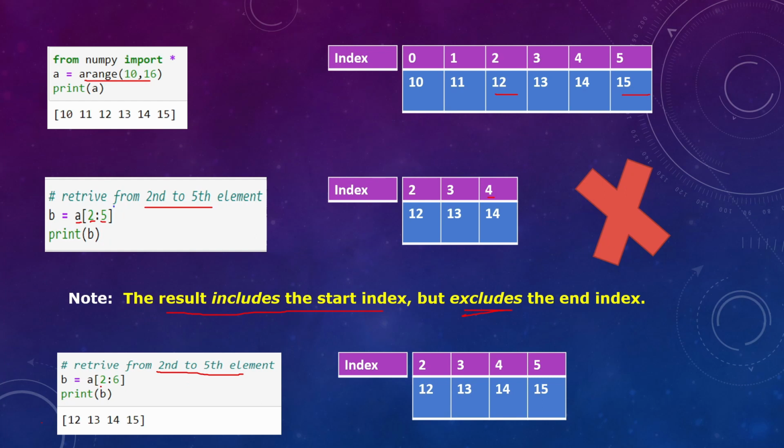If we want to retrieve the elements from the second to the fifth element, we need to mention the start index as 2 and the end index as 6, so that it will include the start index, which is 2, and exclude the end index, which is 6. So it will go from index 2 to 5 and we will get the desired result. I hope this is clear. Now let's move on to some other examples.